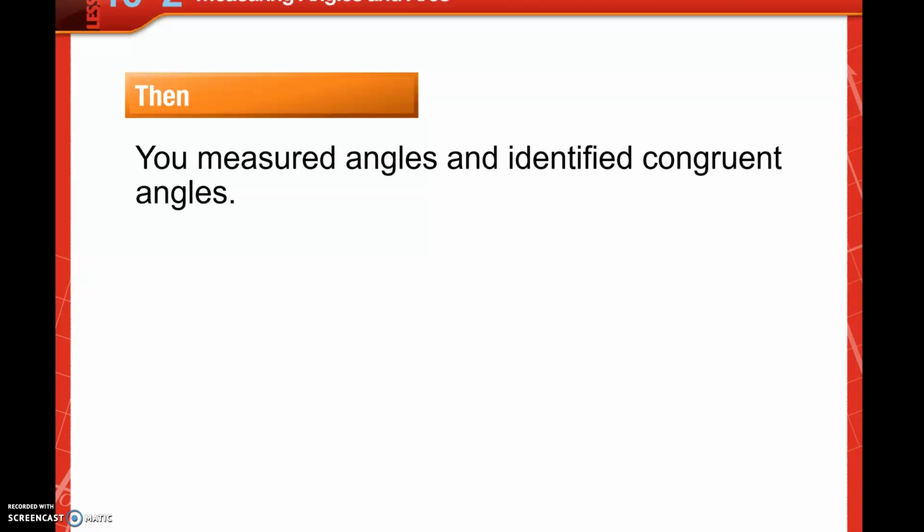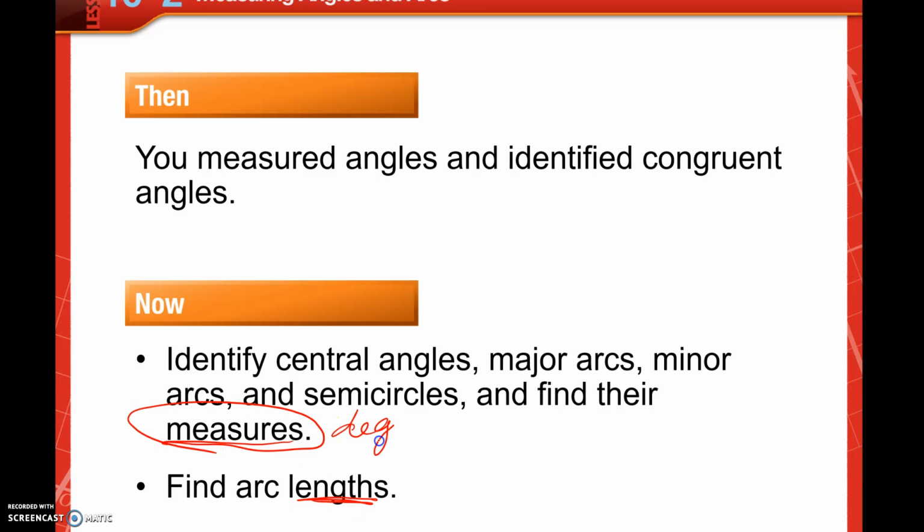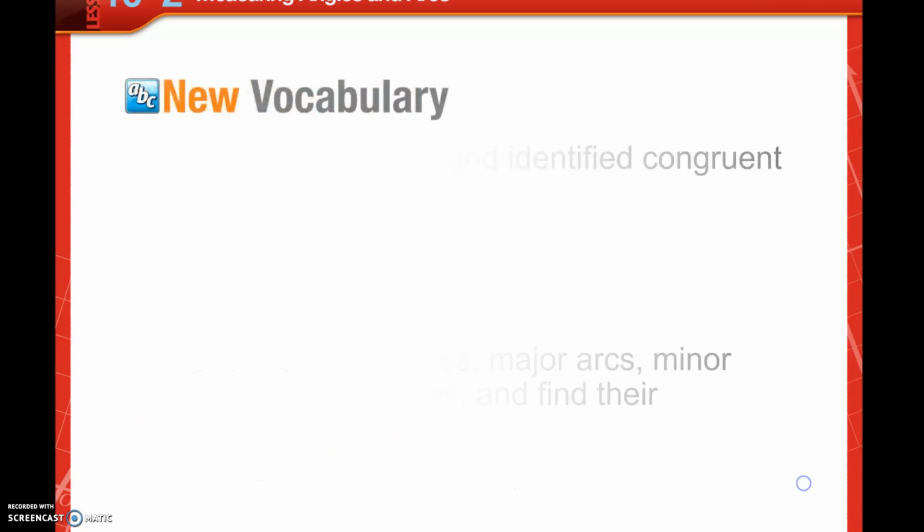All right, so this is the second lesson in our Unit 10 on circles, and we are going to look at what a central angle is, major arcs, minor arcs, semicircles, and then we're going to find their measure, and then we're going to find their lengths, and these are totally two different things. Measure is degree, length is actual length, so it's a distance. So when we're doing this today, make sure that you don't mix those two up.